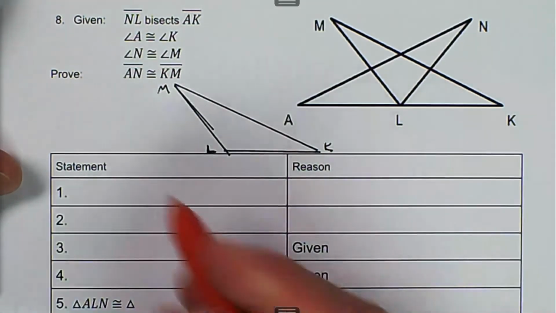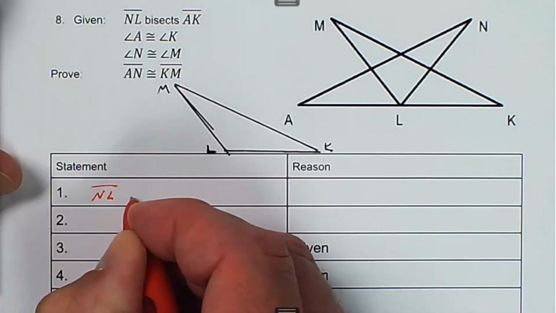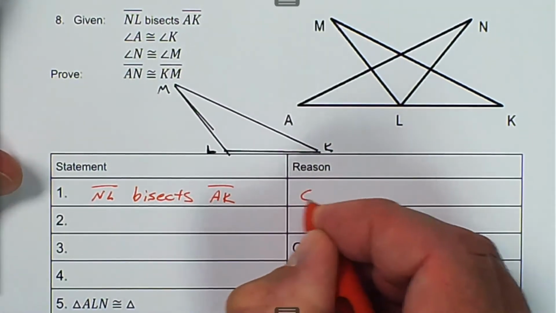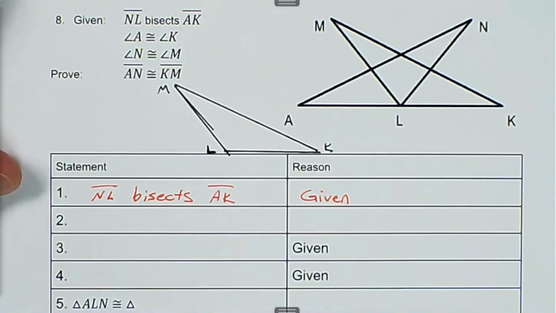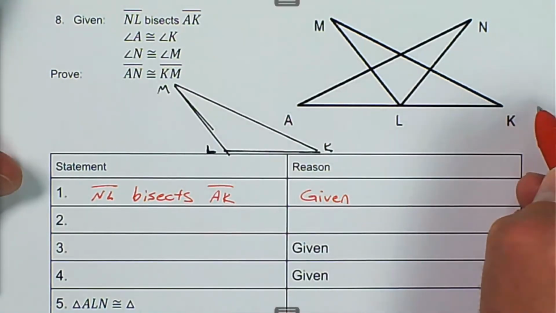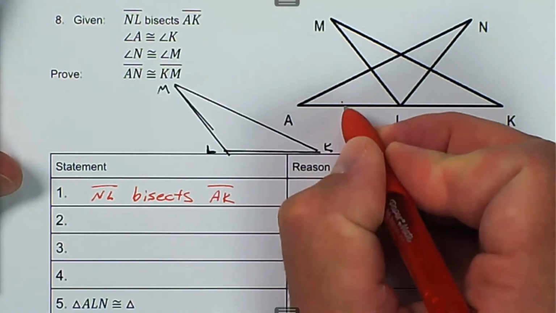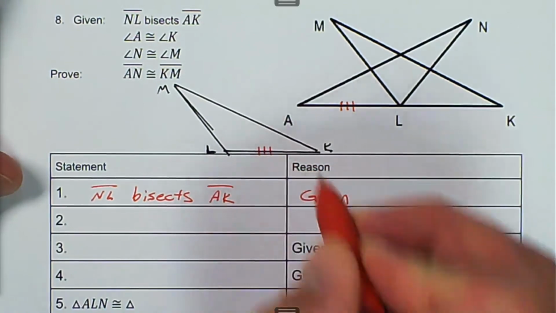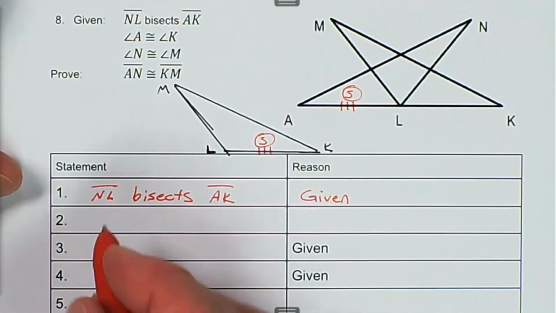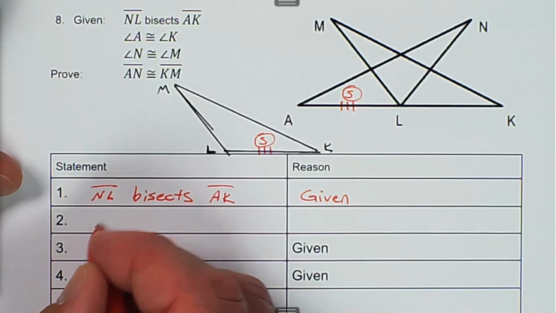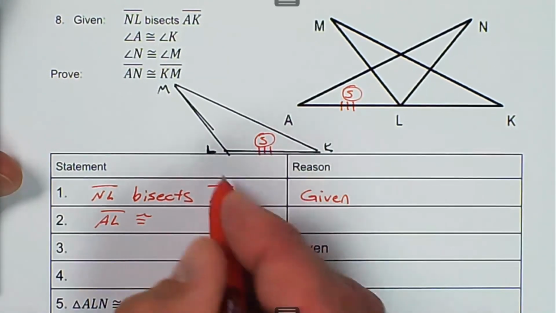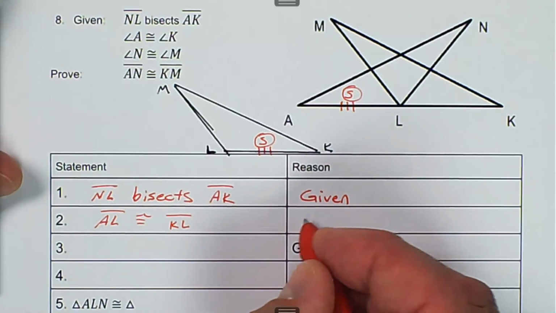So line segment NM or NL bisects line segment AK, and that is given. So we can't do anything with that, but that says line segment LN bisects AK. So what that's going to eventually say is that those sides are congruent by definition of bisector. So we can say AL is congruent to KL by definition of bisector.